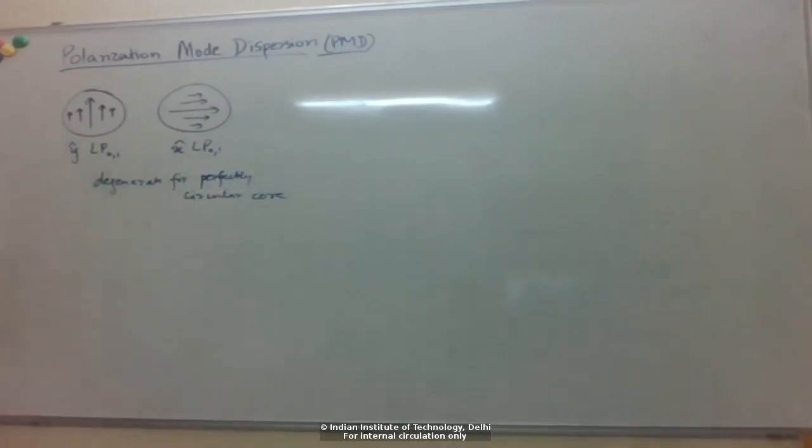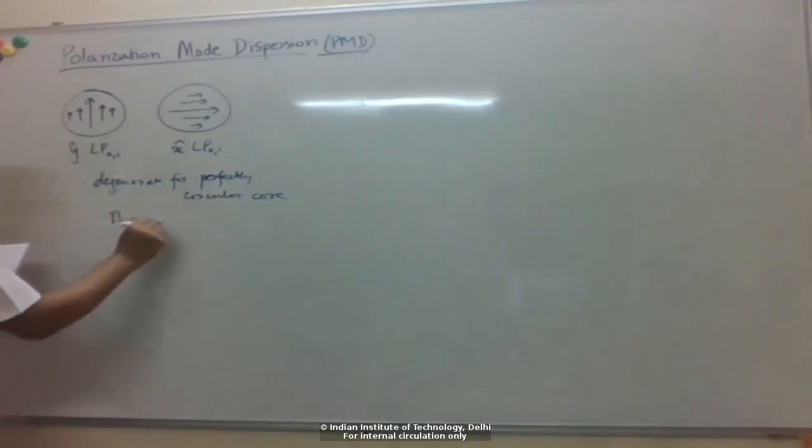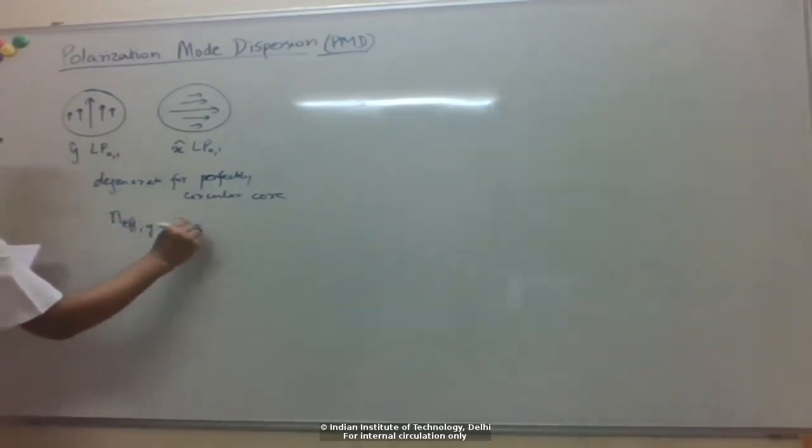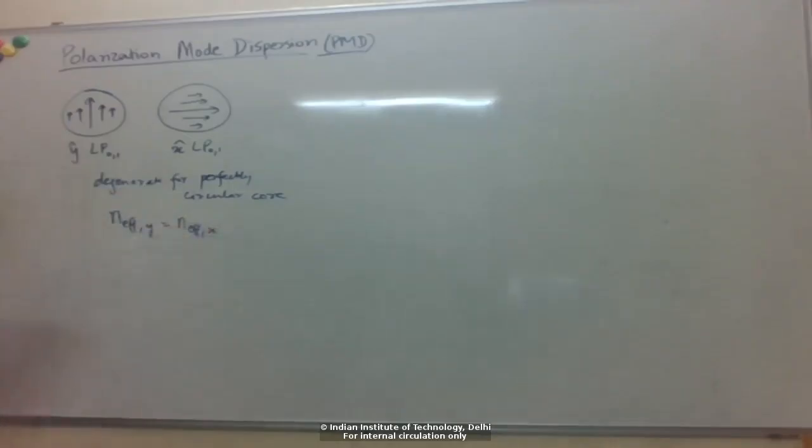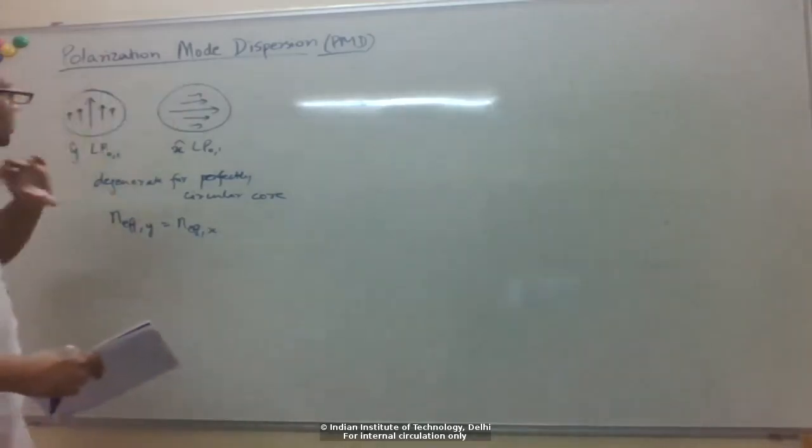Just from symmetry, that means that the N effective for the Y polarized mode is the same as the X polarized, and so is the propagation loss. So as I said, now if you have a very long fiber, you can imagine there might be slight variations, right?